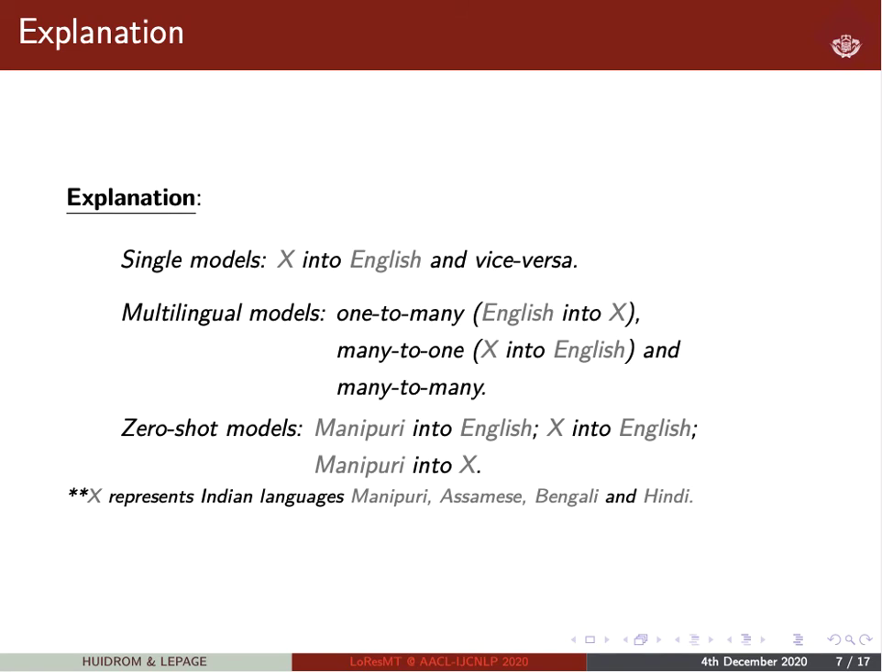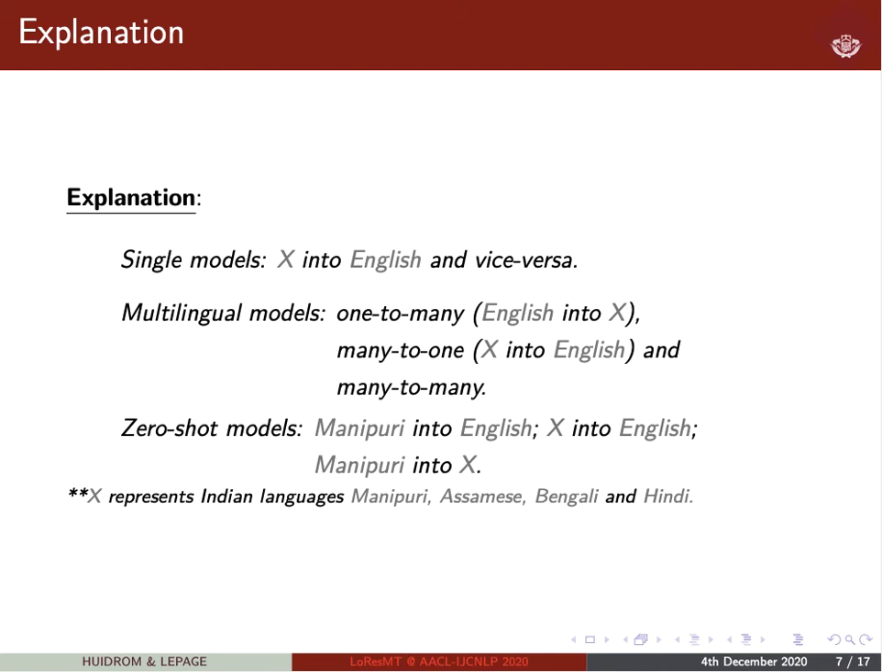For the multilingual model, as I mentioned before, there are three types. One-to-many means one source language translated to many target languages. In our case, it will be English into language X. Many-to-one is the other way around: many source languages translated to one target language. In our case, it is language X into English. And many-to-many is when you have many source languages translating to many target languages.